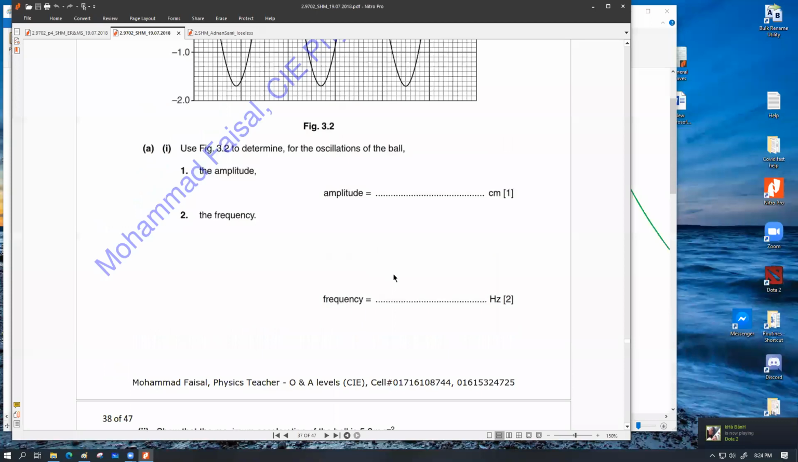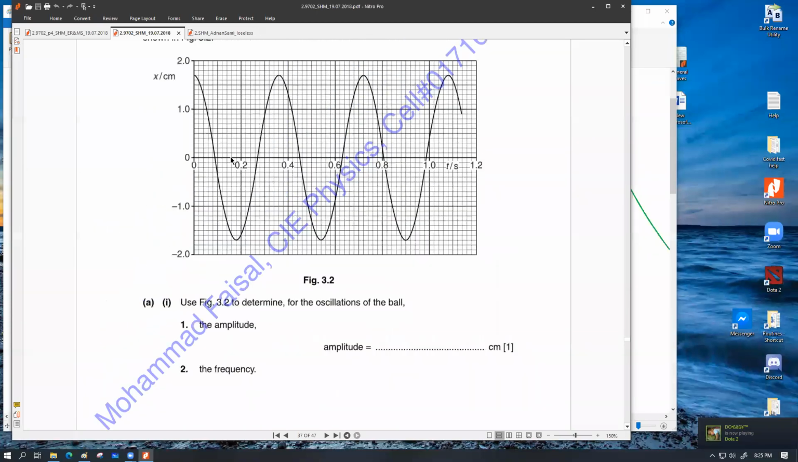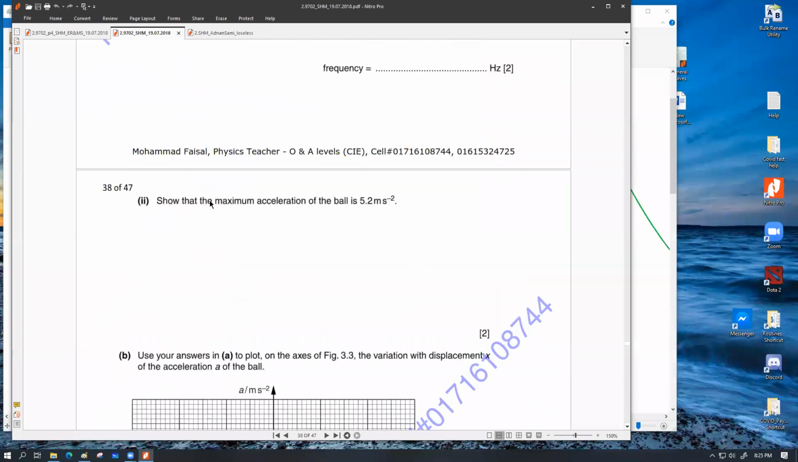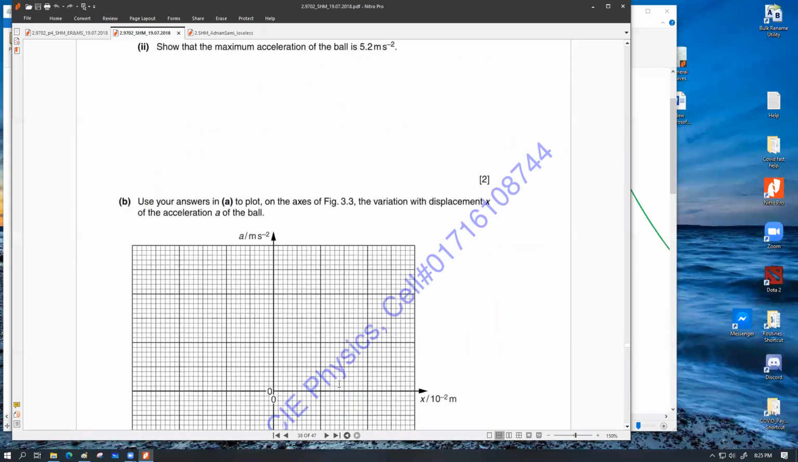So here we found out the maximum amplitude of the whole thing was how much? 1.7. 1.7 centimeter is the amplitude. So in this question we were supposed to prove that the maximum acceleration is supposed to be 5.2 meter per second square. Now this is a problem that we have over here. Have a look, have a read for the description.